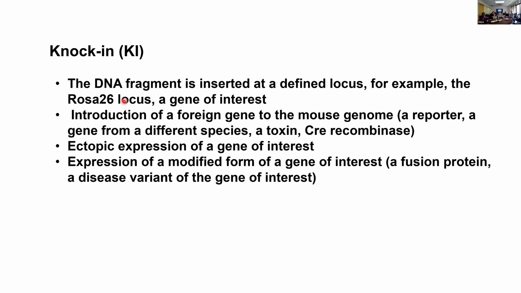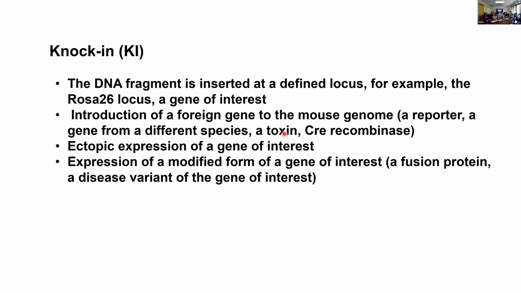One can either use the ROSA26 itself as a promoter, which is an intermediate level of promoter, but one can also just clone in your own promoter of interest. So you can achieve similar things to what we just said with the random integration method. You can still use it to express a reporter like MTMG, cloned into the ROSA26 locus. You can express genes from different species. For example, there is also a transgenic DTA mouse.